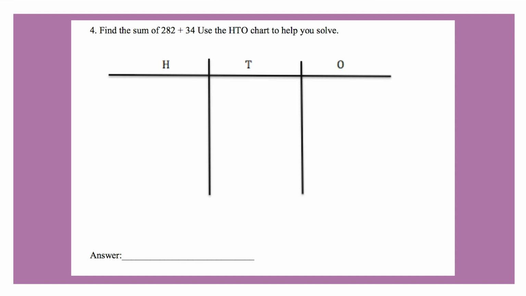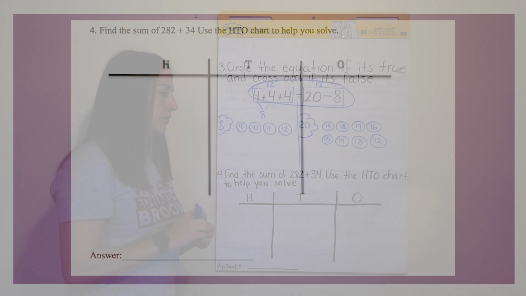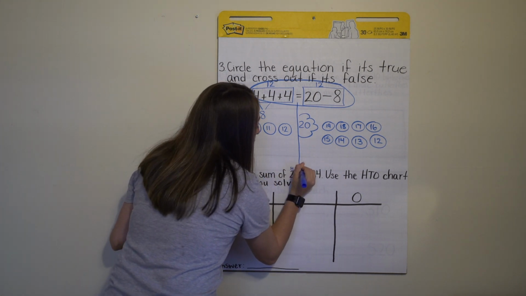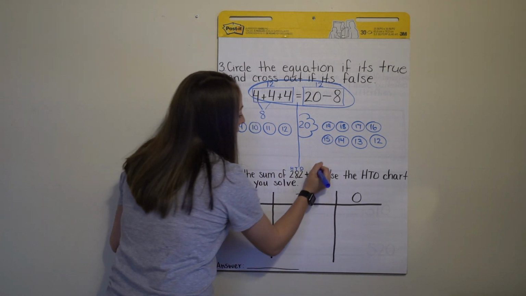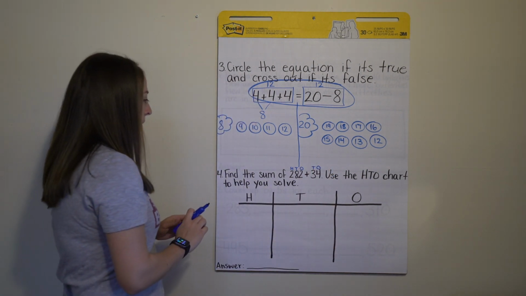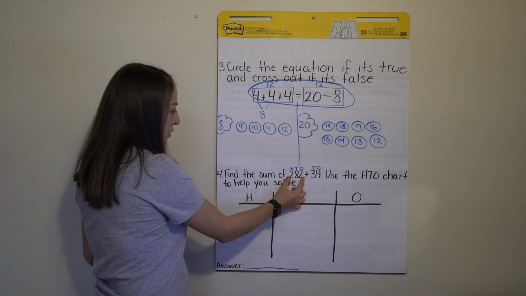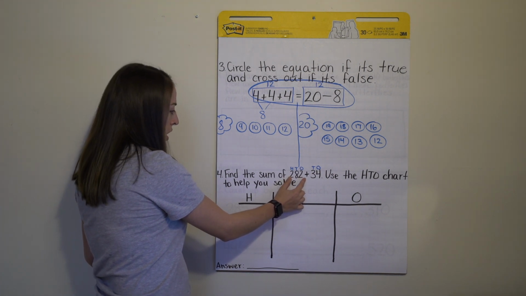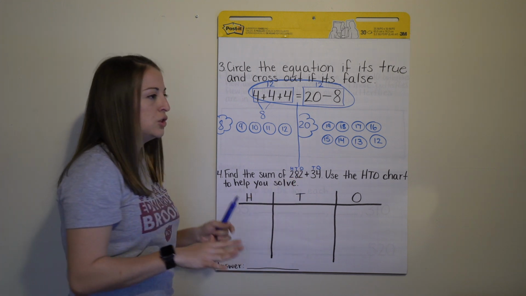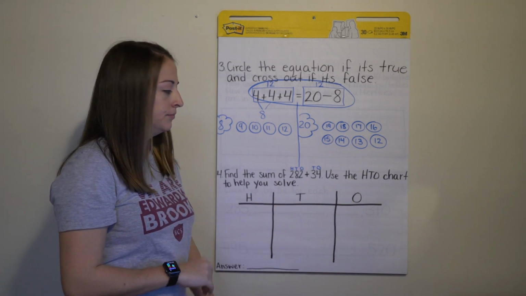Okay. Find the sum of 282 plus 34. Use the HTO chart to help you solve. First thing is we're going to label HTO on the top of here and then TO here. We're going to worry about this number first, 282. I want you to draw the pictures for that. So do your hundreds, your tens, and your ones. Make sure you don't label just yet. You can start that now.